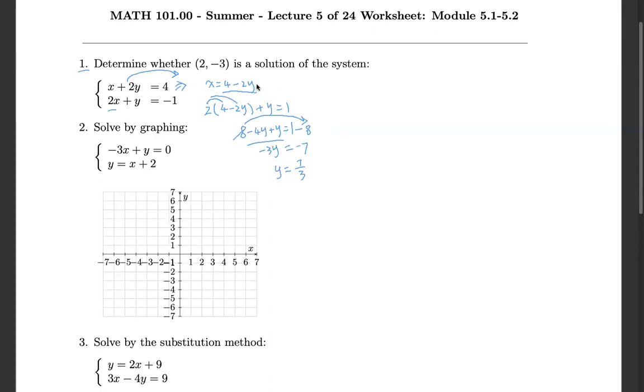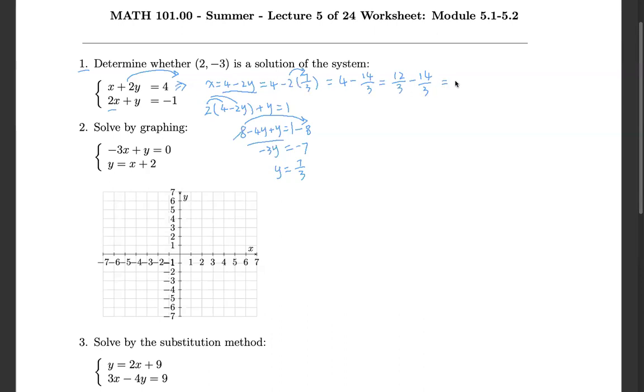Then we can substitute into this. Now we know y. So 4 minus 2 times y, which is 7 over 3. So that equals 4 minus 2 times 7 over 3. So this 2 will only multiply by the numerator. So 2 times 7 will get 14 divided by 3. Now we need a common denominator of 3. We multiply 3 over 3 for 4, get a 12. We change 4 to be 12 divided by 3 minus 14 divided by 3.